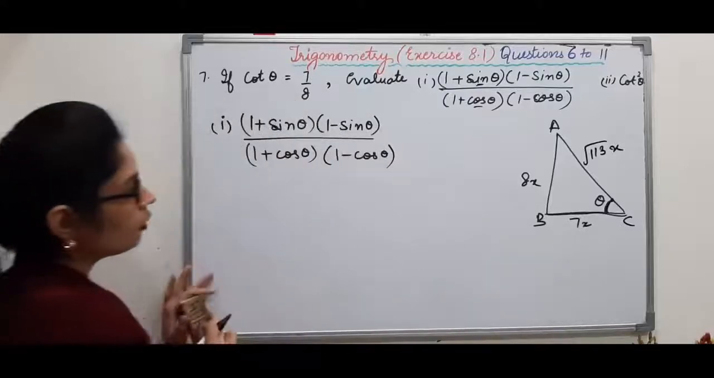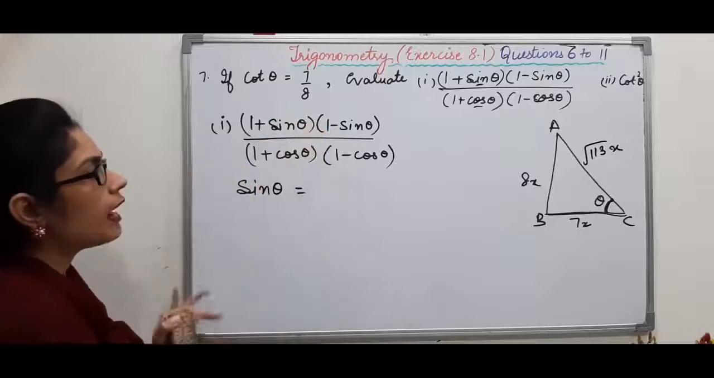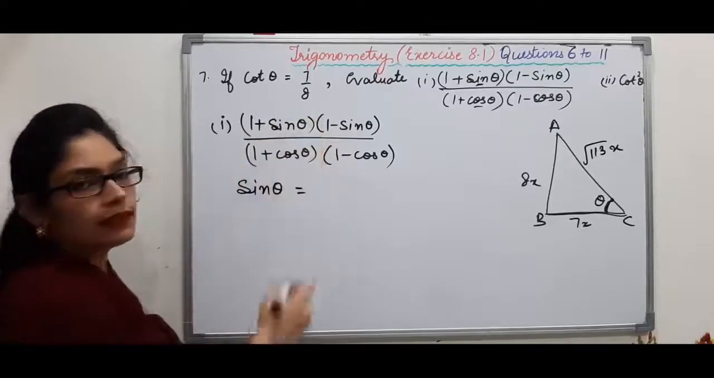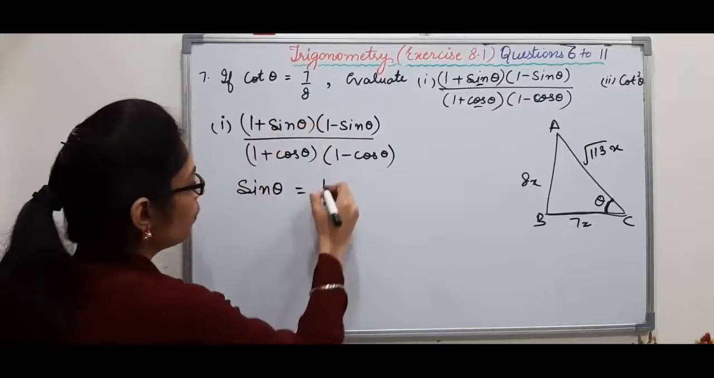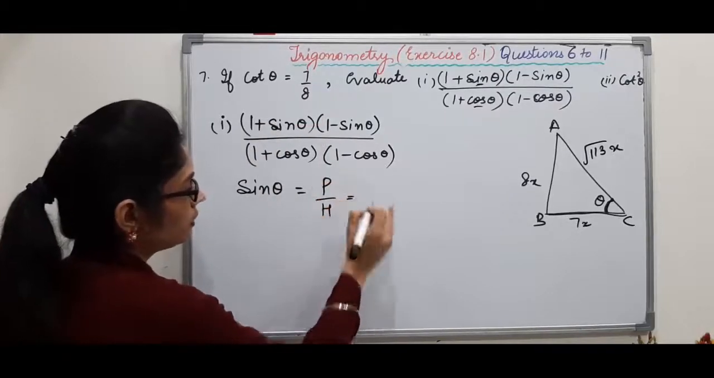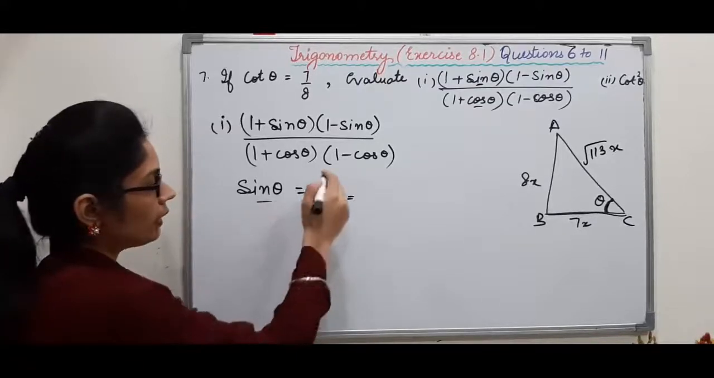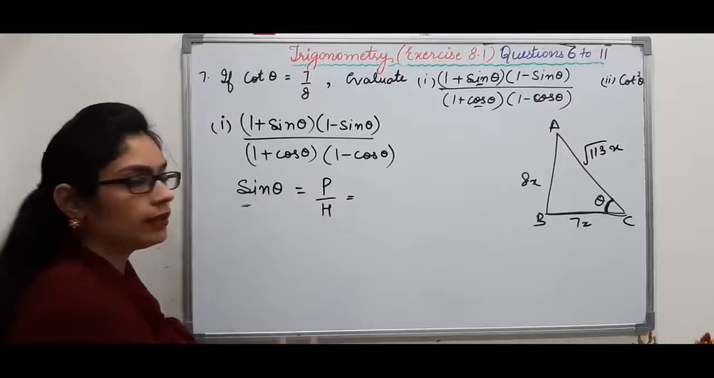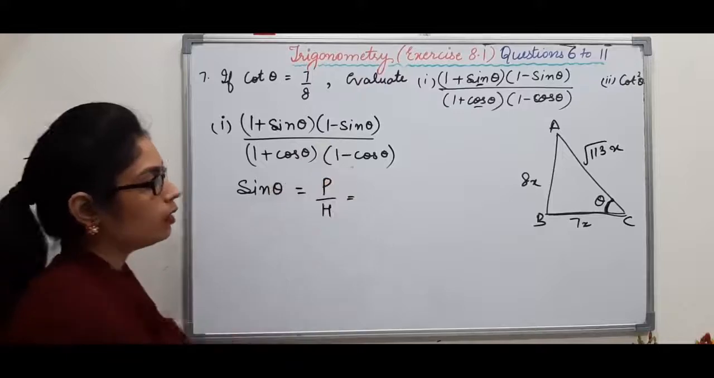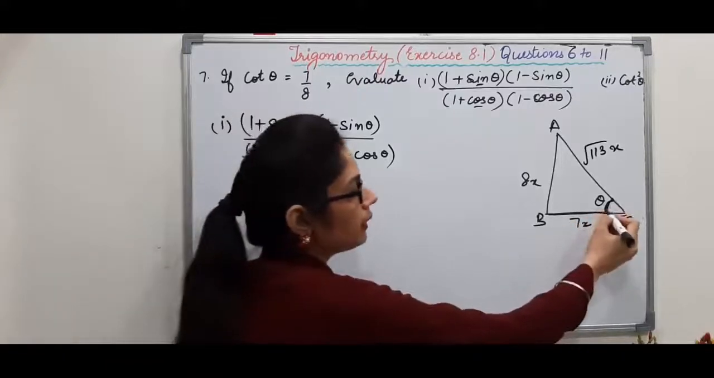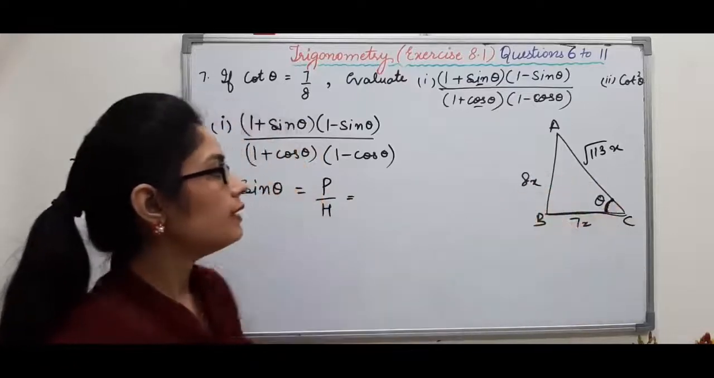Now let's find the value of sine theta, because we have to get the values of sine theta and cos theta. Sine theta is perpendicular over hypotenuse. I am sure you have remembered these values and memorized them, and I have already given the mnemonic also. With respect to this theta, perpendicular is the opposite side, so the opposite side is AB.